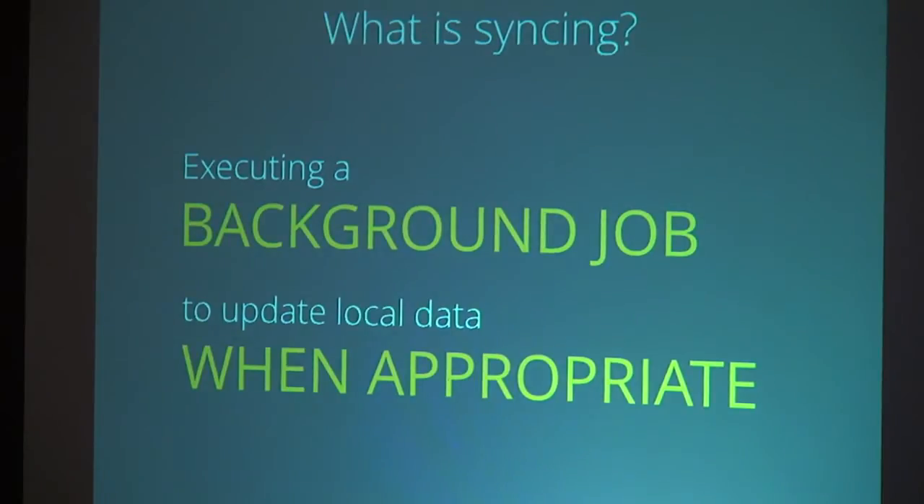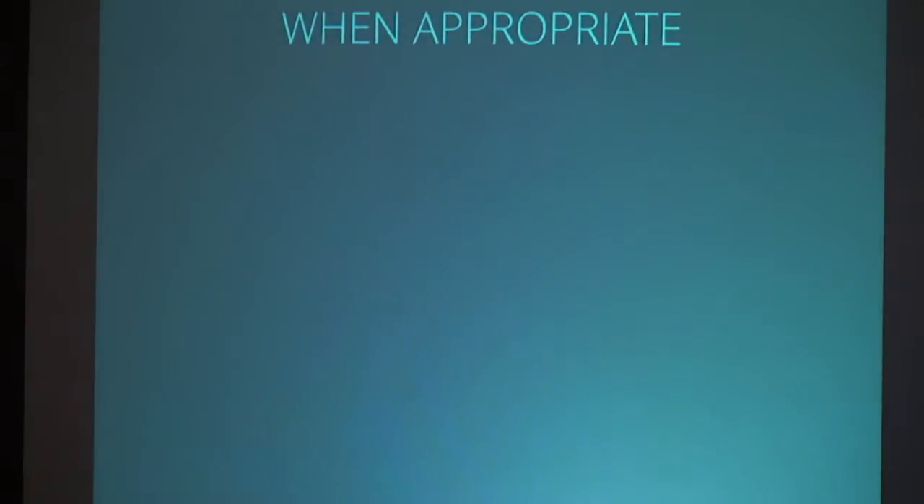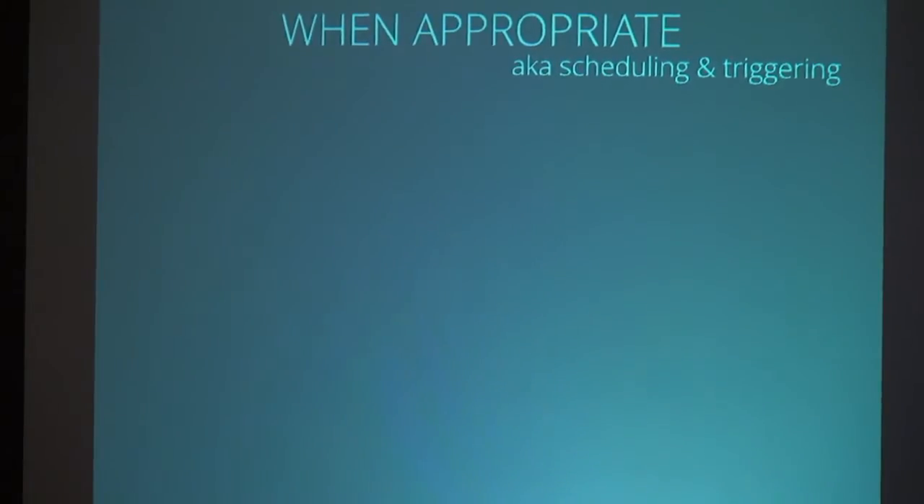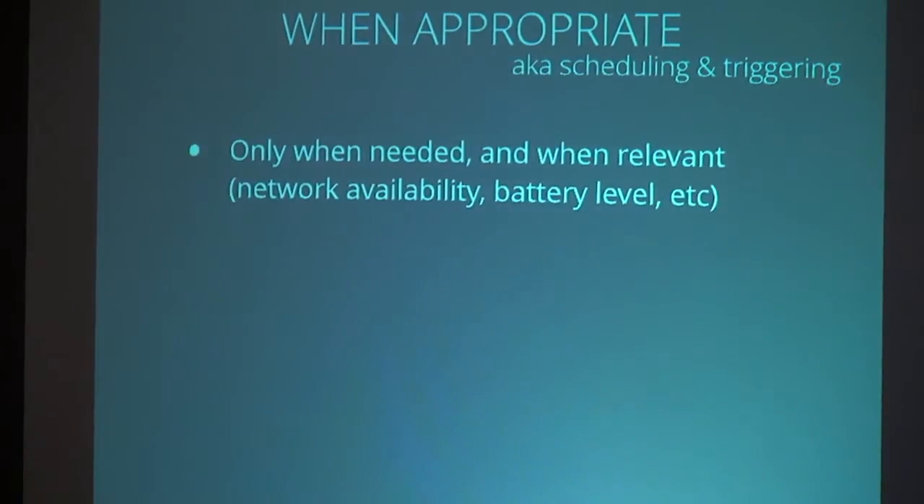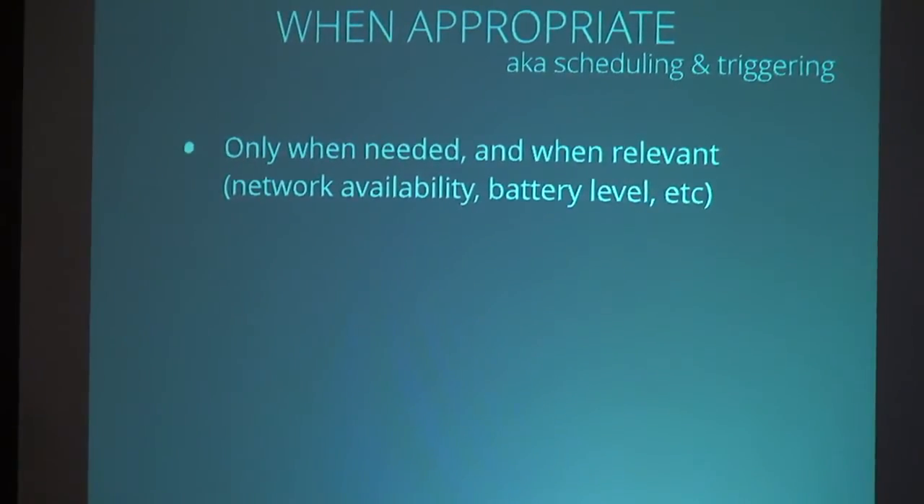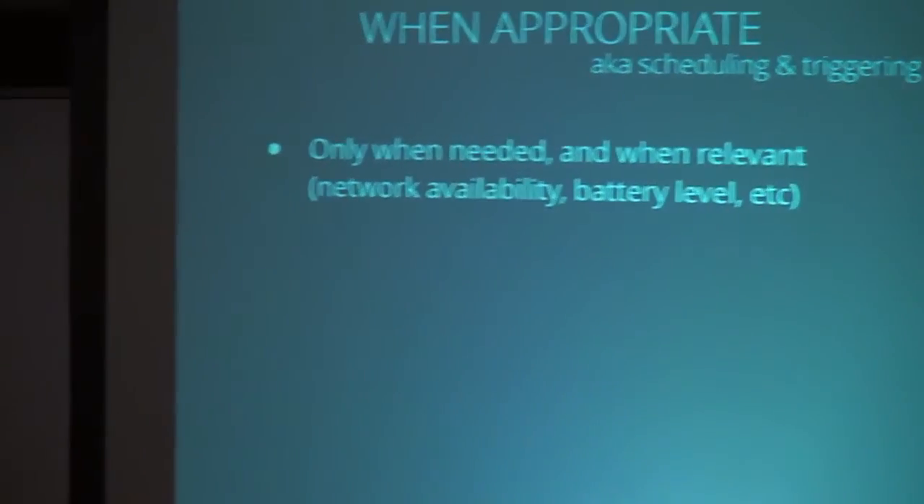So, when is it appropriate to do a background job? Well, it's also known as scheduling and triggering. We need to only update when needed. That means not too often, not less often, and when relevant. That means we need to take into account the network availability, the battery levels, and other factors.